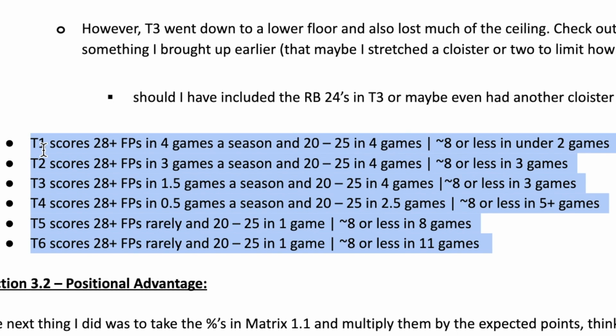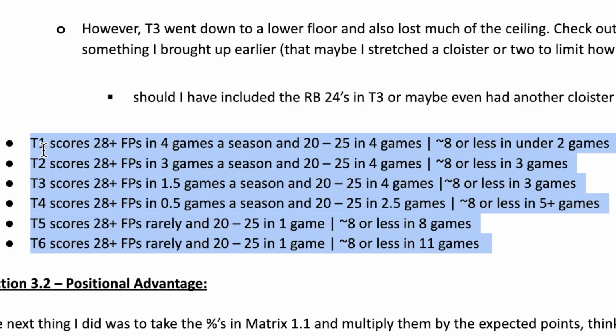Tier 1 running backs score 28 plus fantasy points in 4 games this season. And they score between 20 to 25 fantasy points in another 4 games of the season. So in roughly half of the games of the season from a tier 1 running back, you can expect at least 20 fantasy points for the most part. And expecting roughly 8 fantasy points or less is only going to happen to those tier 1 guys in roughly 2 games.